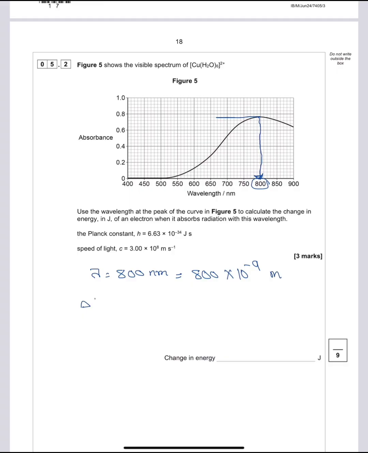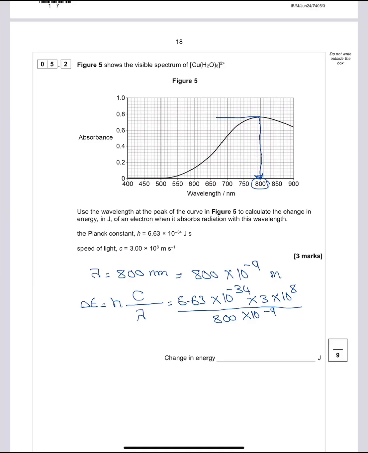And then delta E, or the energy, will equal the Planck constant multiplied by the speed of light over the wavelength in meters. The Planck constant provided here is 6.63 times 10 to the minus 34, times the speed of light, which is 3 times 10 to the 8, and this is divided by the wavelength, which is 800 times 10 to the minus 9 in meters, and that should give you the value of this value here.